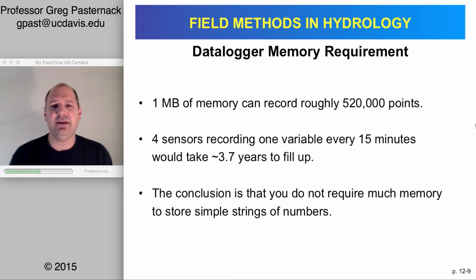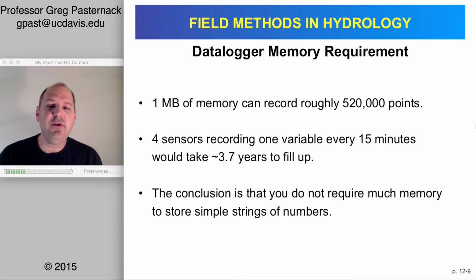Let's try to understand data logger memory requirements. Usually each data logger manufacturer will provide you with a manual or information specific to the data logger you've got. But just to give you a feel, 1 megabyte of memory can record roughly 520,000 points. That's just a very rough guide. So what you can see is, if you have 4 sensors recording, each recording one variable every 15 minutes, you'd have about 3.7 years of capacity. And that's just 1 megabyte.